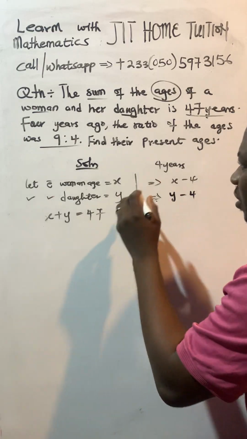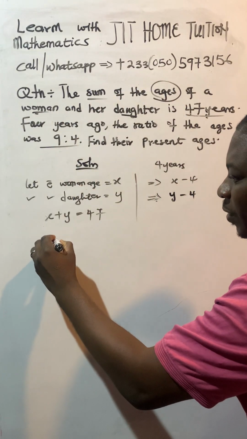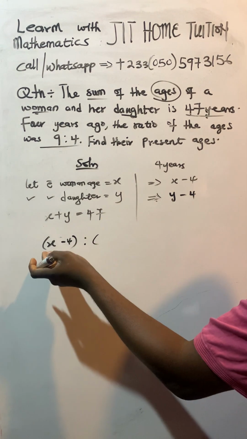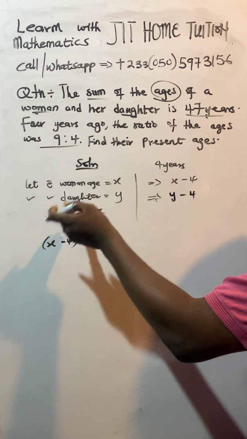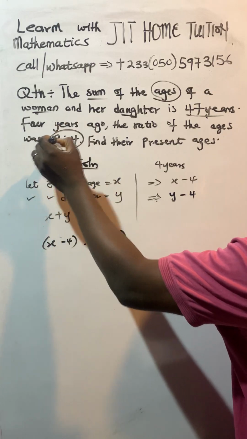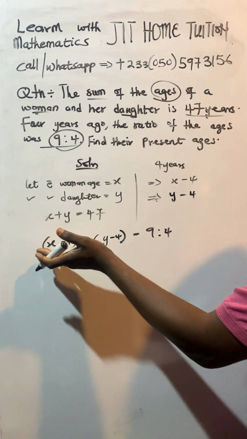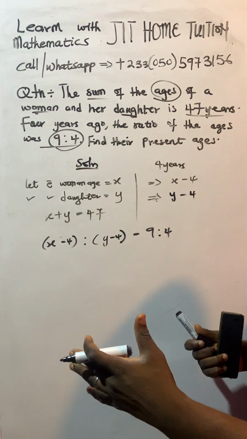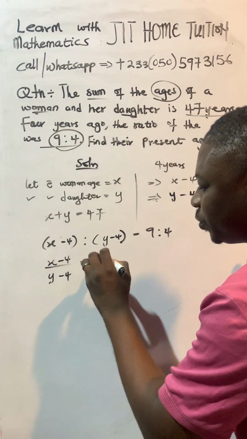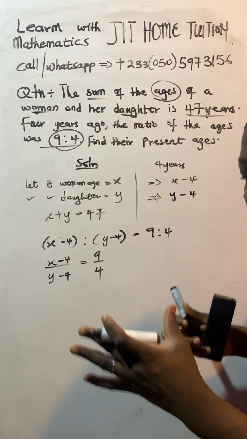So what it means is that if the woman is to the daughter, so that was 4 years ago, it will become (x minus 4) is to, that is the woman's age is to the daughter's age, so that will become y minus 4. The question is saying that the ratio is this, so that means that will become 9:4. So here, what you have as ratio, you can also rewrite as a fraction. So you now have (x minus 4) on (y minus 4), which should be equal to 9 on 4. This way. From here, what you can do is cross multiply.